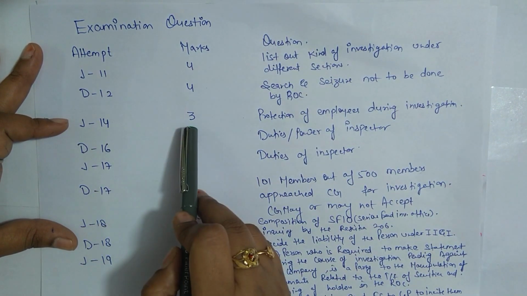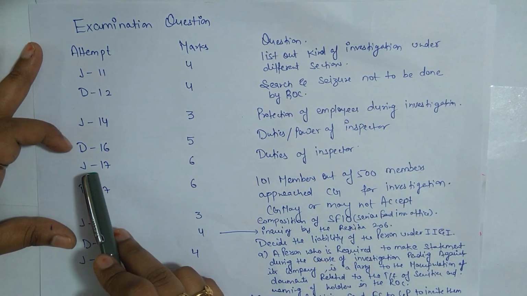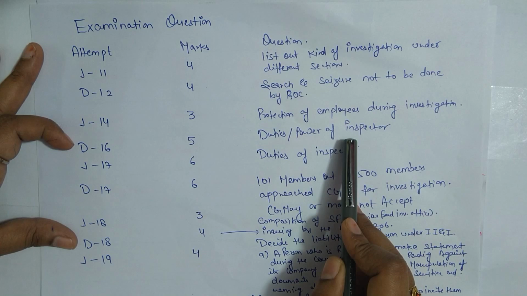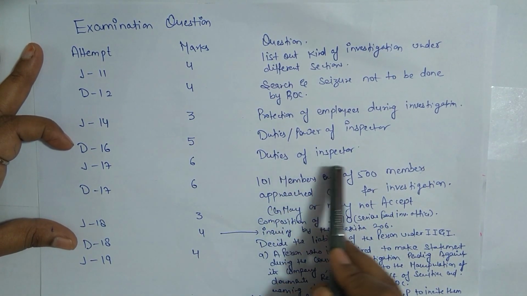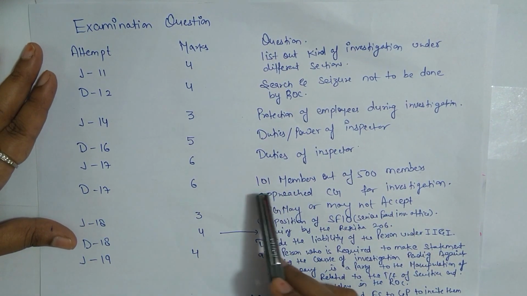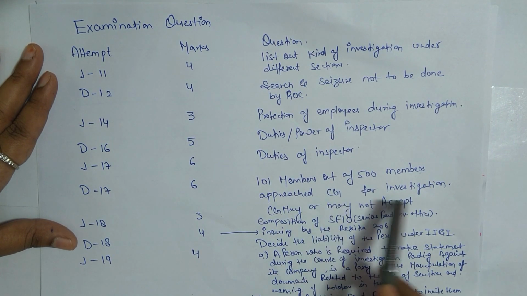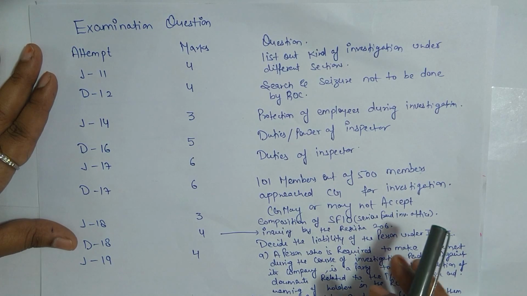June 14, 3 marks, protection of employees during investigation. December 16, 5 marks, duties and powers of inspector. June 17, 6 marks, again duties of inspector. December 17, 6 marks: 101 members out of 5 members approached the Central Government for investigation; the Central Government may or may not accept. You have to give the answer.